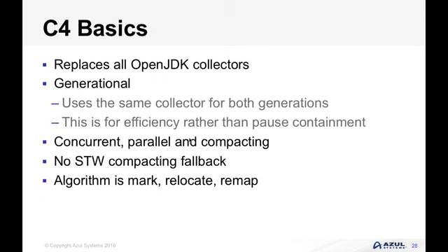How does C4 work? Like I say, it replaces all of the standard collectors you get in OpenJDK. It is a generational collector. So we have the concept of a young generation, we have the concept of an old generation. But we use the same algorithm for both regions. Why we have 2 different regions is, again, for efficiency. We understand the weak generational hypothesis, and the idea is that if we can eliminate most of the garbage in the young generation, then the old generation works more efficiently. It's still the same algorithm that's used, but because of the way that garbage tends to be generated in Java applications, having 2 regions in the heap makes a lot of sense.